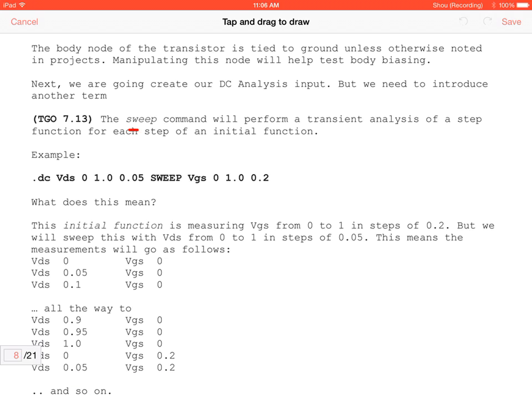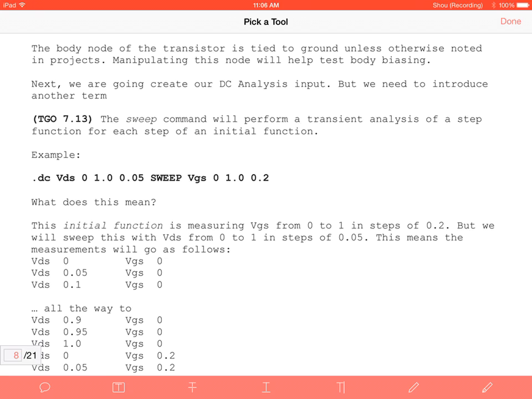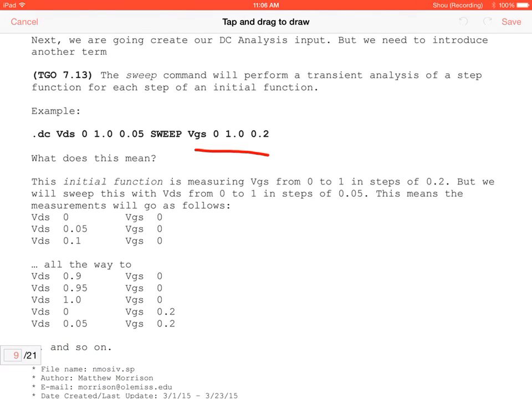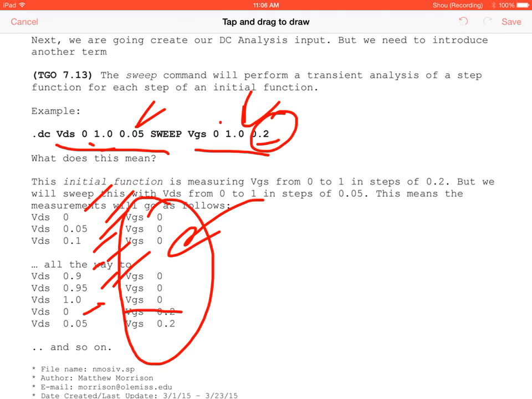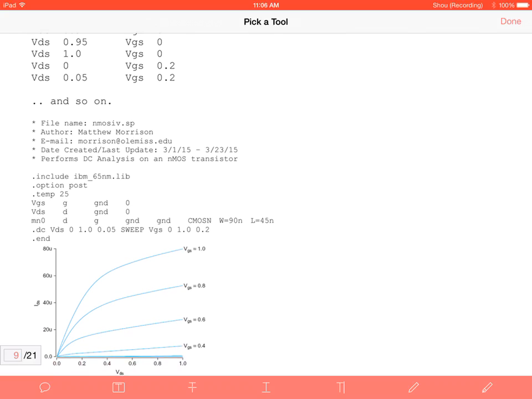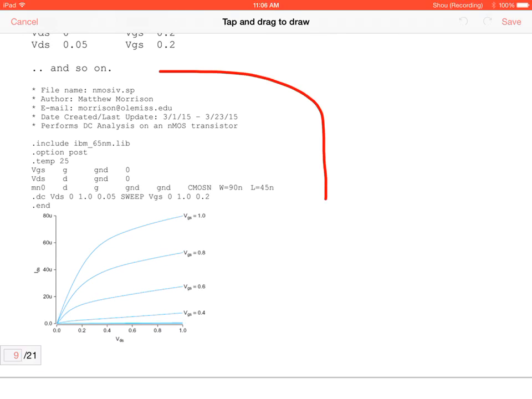This is our sweep command. Sweep, we've won the baseball. And we have our initial VGS and VDS. So every step, we're going to analyze 0, and then step 0.2 up through 1. Then we end 0. Then we start again at 0.2, and so forth. And so this is the complete SPICE file that we have written.